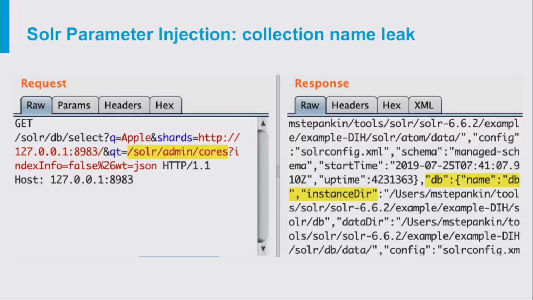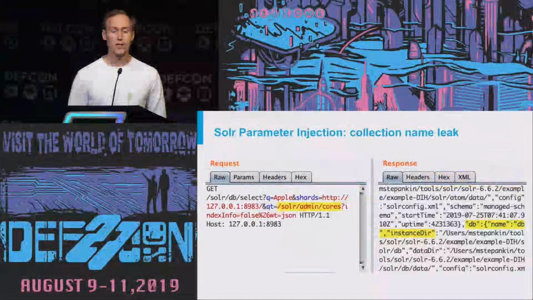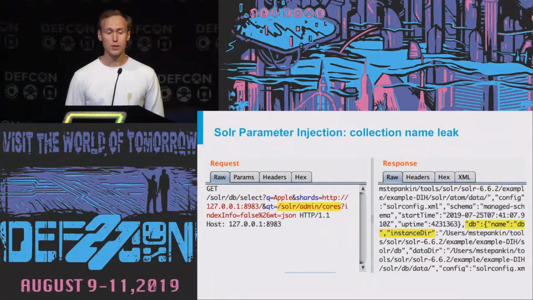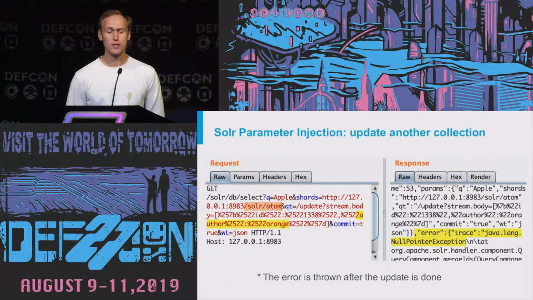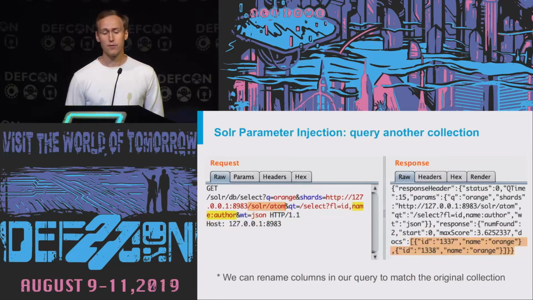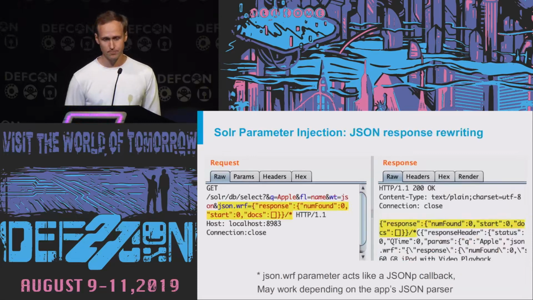So it's a perfect attack for SSRF. By using this URL, we can actually leak the current collection name and the database name, because we ultimately need it, for example, to update another collection or to select information from another collection. And if you target a web application that expects some specific fields that come from the Solr server, you can actually rewrite them in the field parameter.